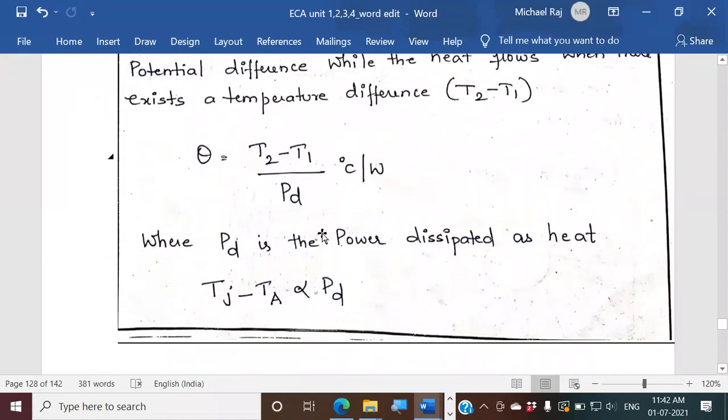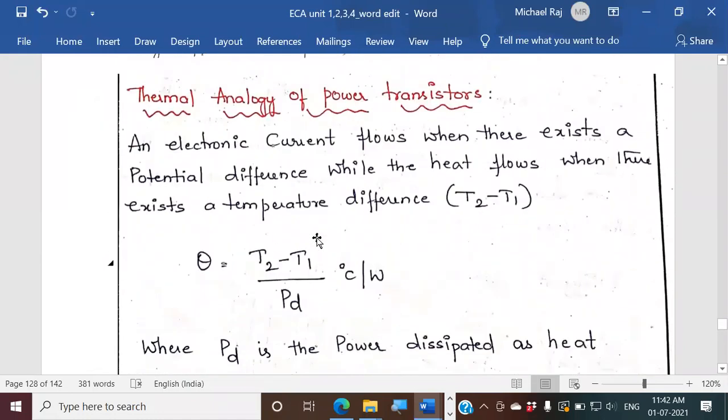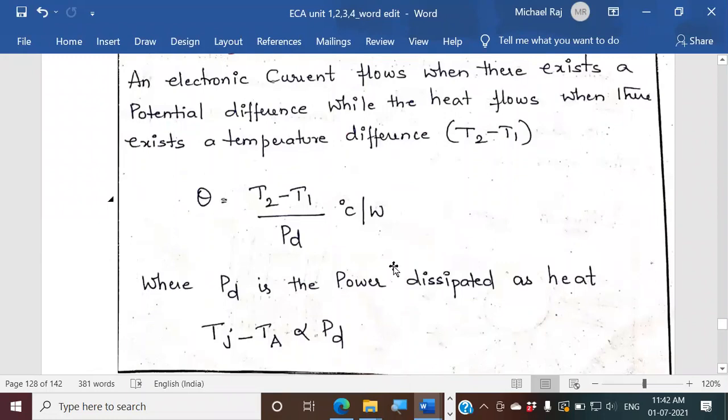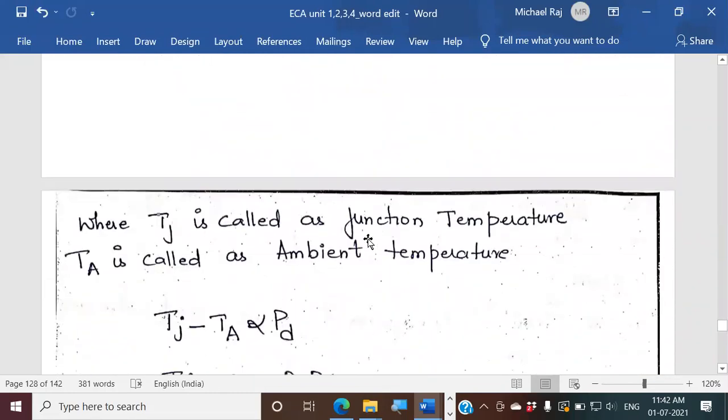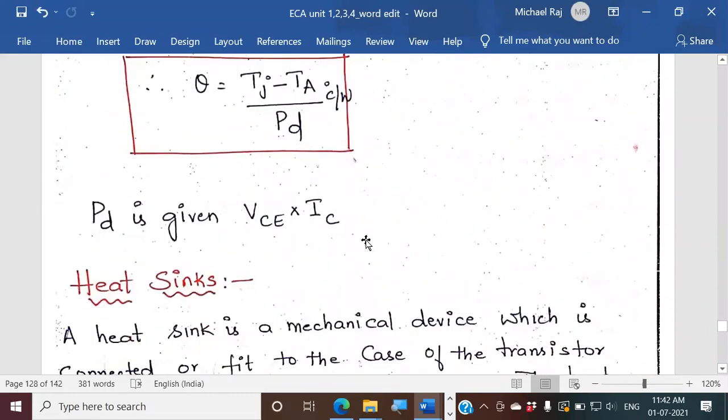So what will be the unit of theta? Temperature by power. You know temperature is degree centigrade, and power is watt. So degree centigrade by watt is the unit of theta.